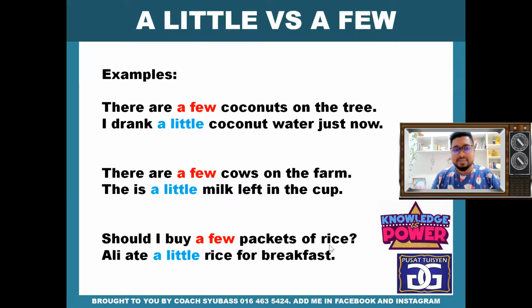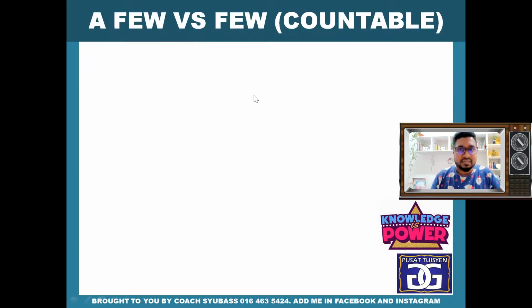Ini pun rice. Kenapa boleh guna a few? Sebab ada packets. Sini rice, tapi tak boleh guna a few sebab dia terus merujuk kepada rice, iaitu nasi yang kita tak boleh kira. Prove to me rice is uncountable. Can you count 1 rice, 2 rice, 3 rice, 4 rice? No. And can you say rices dengan S? No. That is the difference. Okay? Let's move on.